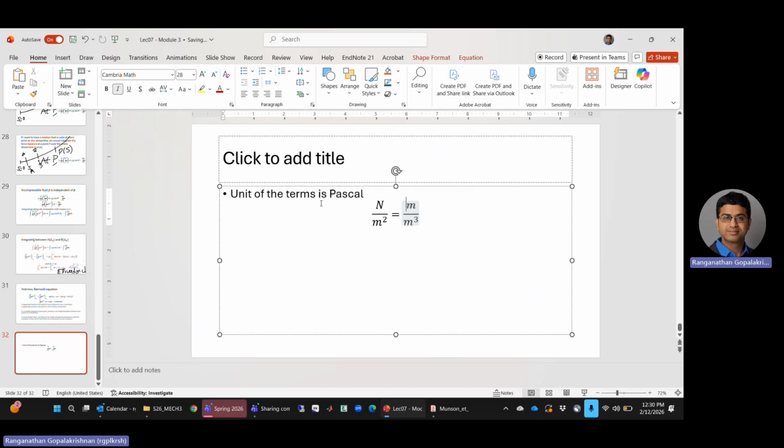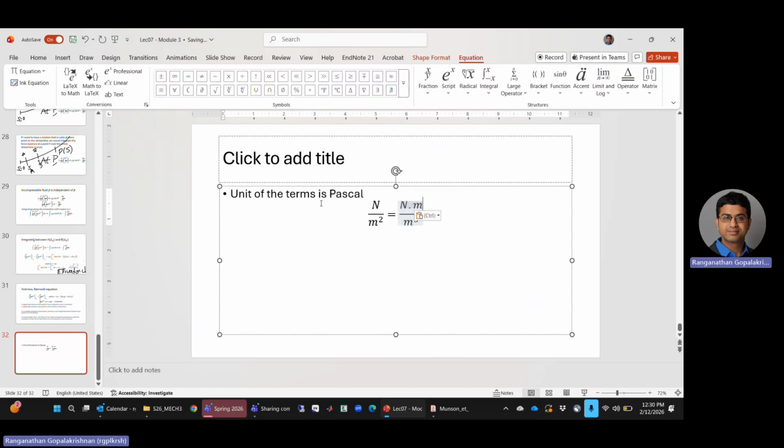Is that okay? Should be okay. And what is Newton meter? Do you recognize? What is force times distance? Work. And work and energy are equivalent. So we can write this as joule per meter cube.